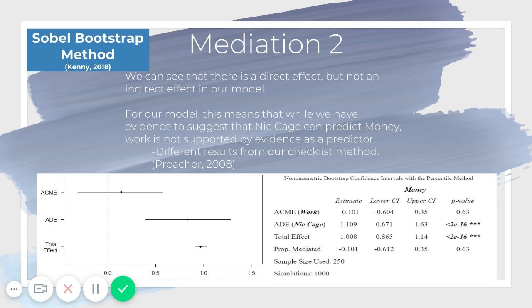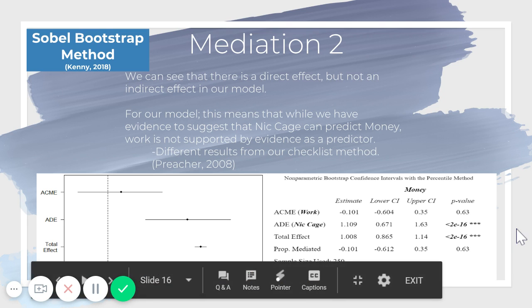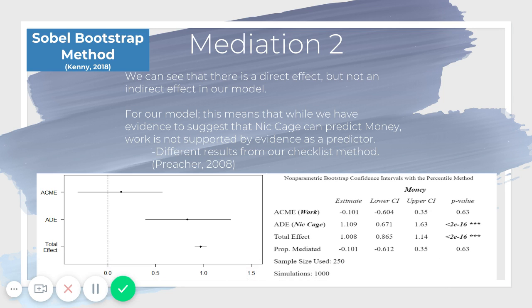So finally, we can see that from our other method shown from Kenny in 2018, he talks about the bootstrapping method and the Sobel method and whatnot. We can see that while there is a direct effect using this method, there is no indirect effect. So we can also see that in the graph. So the ACME, the one on top, is not significantly different from 0. The confidence intervals do interact with the 0 estimate, and we see that while the estimate is negative 0.1, it has a p-value of 0.63, so it's not really close to being significant.